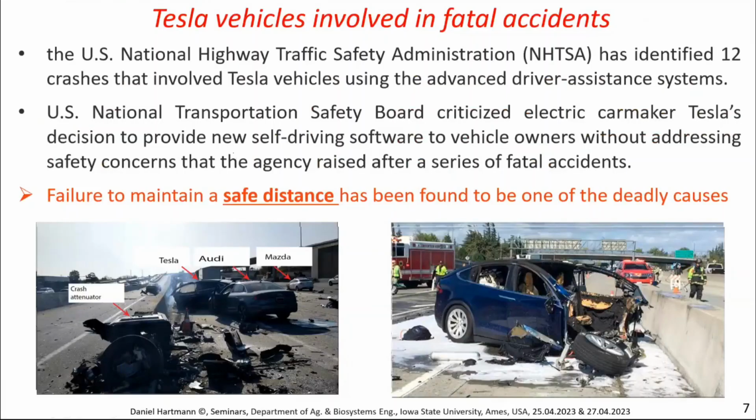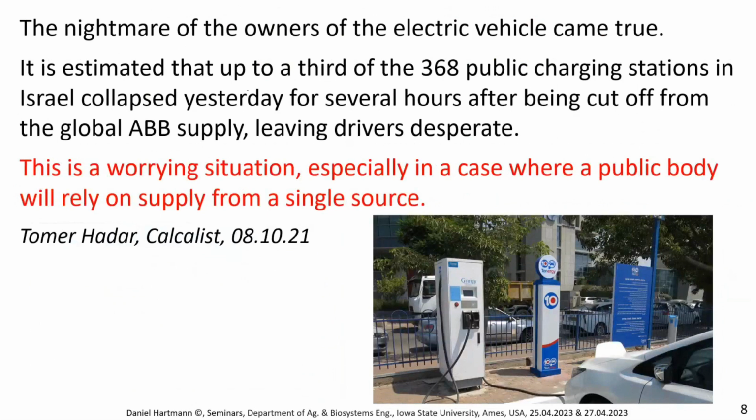Here we have an example where a few cars were involved, and one of them is the Tesla car, with a partly autonomous or driver assistance system. And one of the main reasons that they found was failure to maintain a safe distance. I bring this accident as an example because later on in the lecture I will talk about safe distance and how we use it to clarify some of our concepts. And also a very minor accident or loss event in Israel.